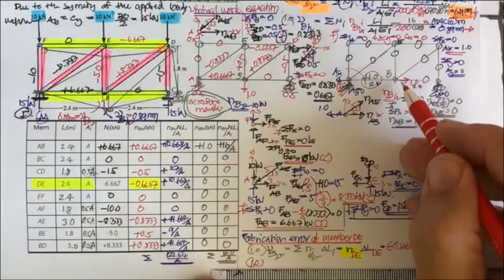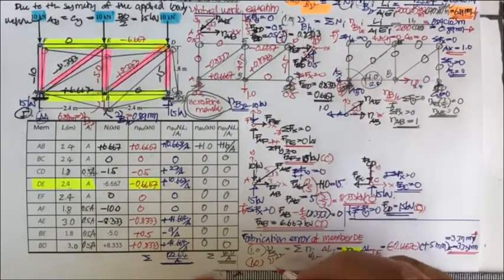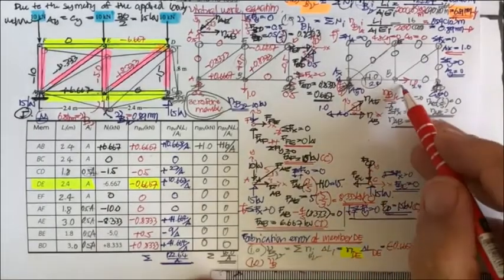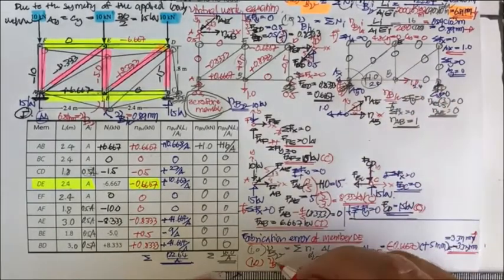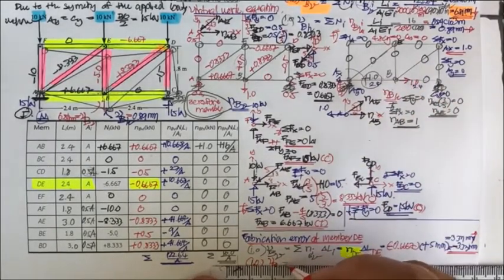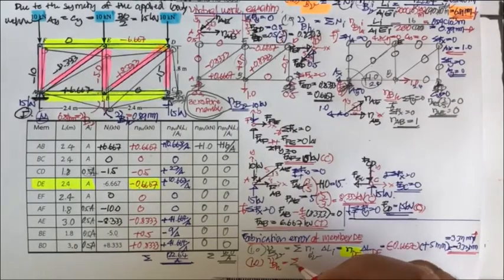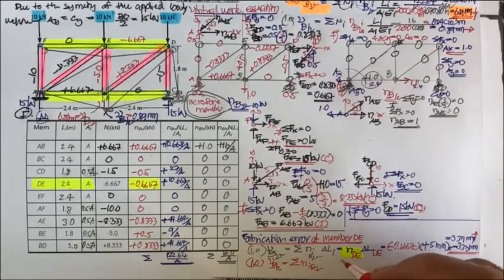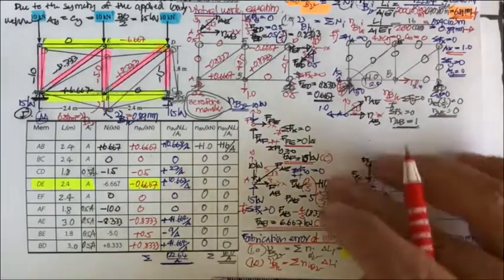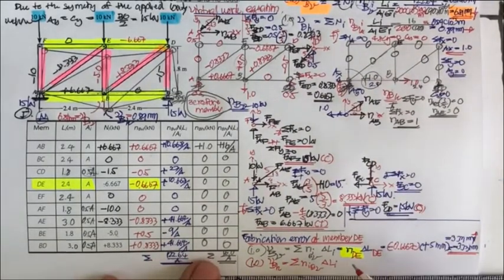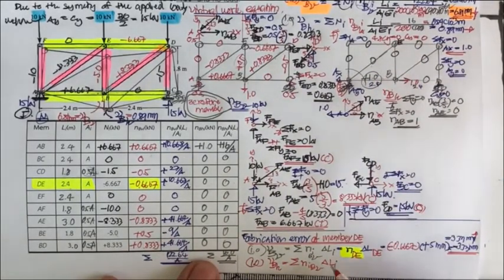1.0 times V sub B in the horizontal direction. So this is going to be the summation of N sub I B V times delta L sub I. Okay. And this time we have what?